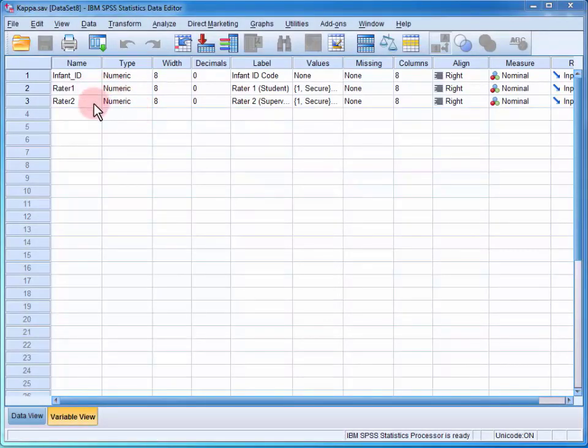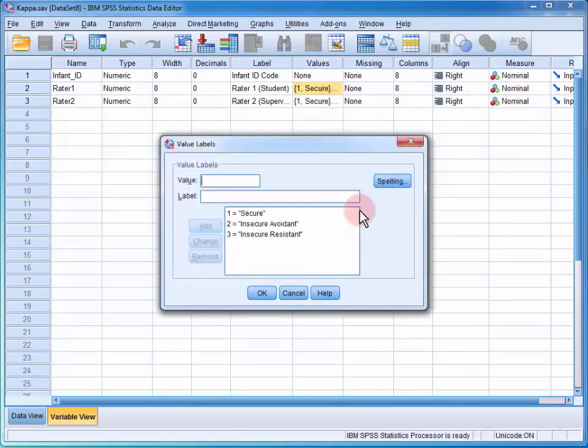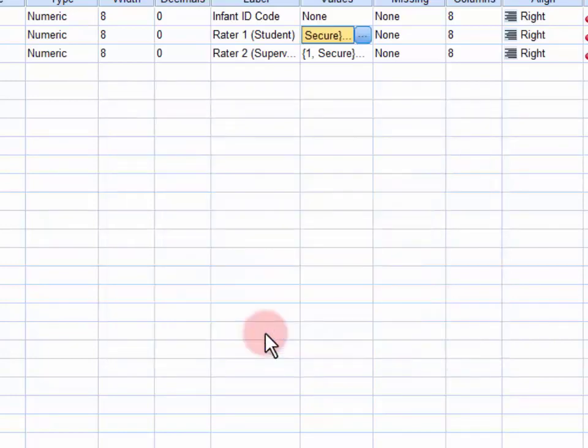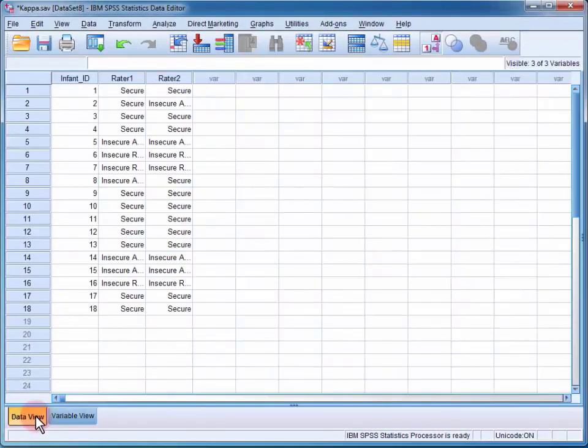In the data file, we have two variables of interest, the ratings of the student and the ratings of the supervisor. We can see that these variables are nominal and that they can take on one of three values. 1 for a rating of secure, 2 for insecure avoidant, and 3 for insecure resistant. If I change the data view, we can see that both the student and the supervisor rated the first infant as having secure attachment.